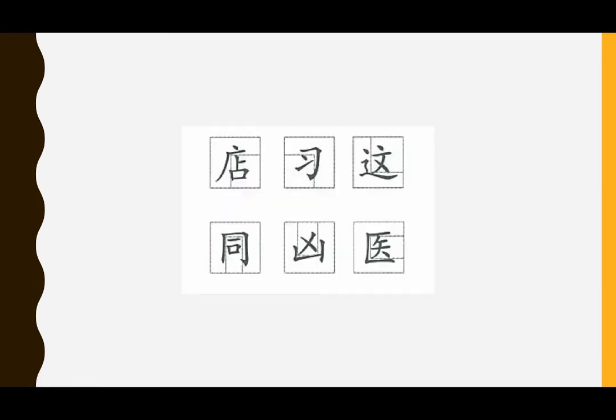Now I will introduce a new structure, half enclosure. All of these kinds of characters can be divided into 2 parts, one of which is surrounded by the other in either 2 sides or 3 sides.